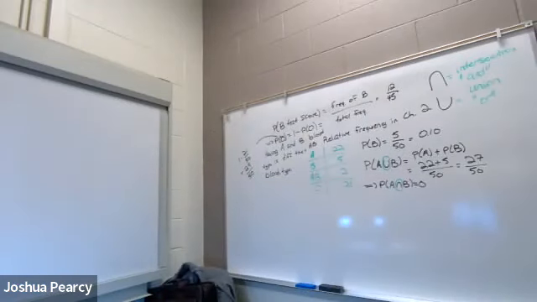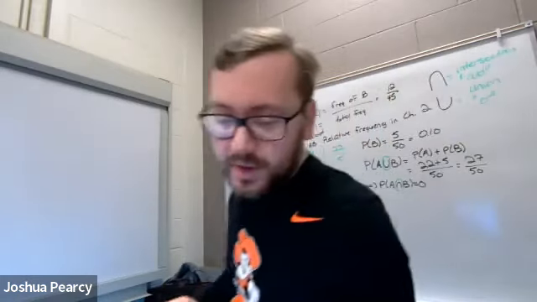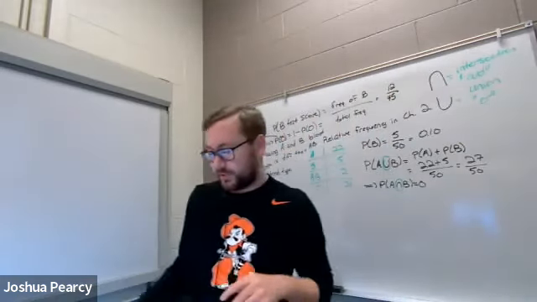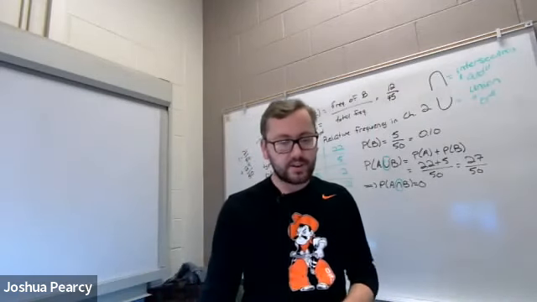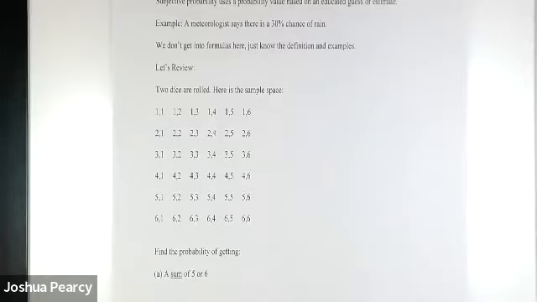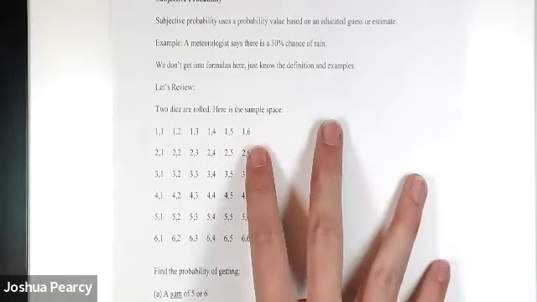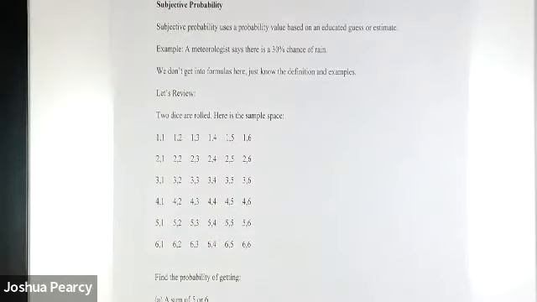So then let's move on to the final probability we talked about, which is called subjective probability. So I'm going to change it back to the document camera because it's kind of hard to draw on the board. So subjective probability uses basically an educated guess or an estimate. So an example, a meteorologist said there's a 30% chance of rain. We don't get formulas here, just know definitions and examples.